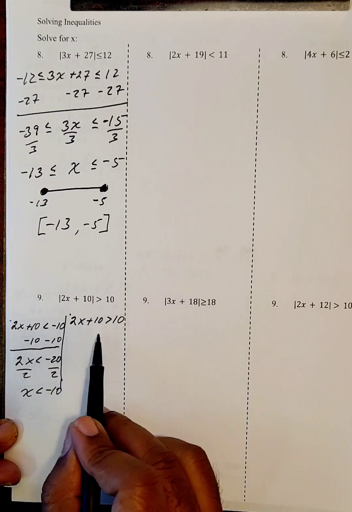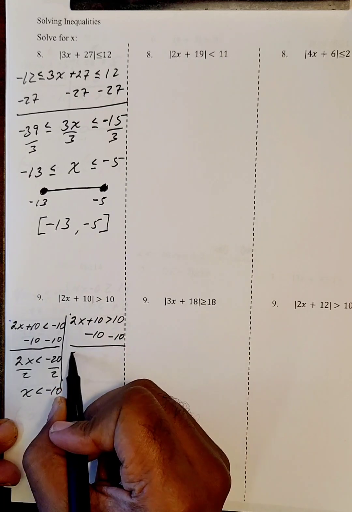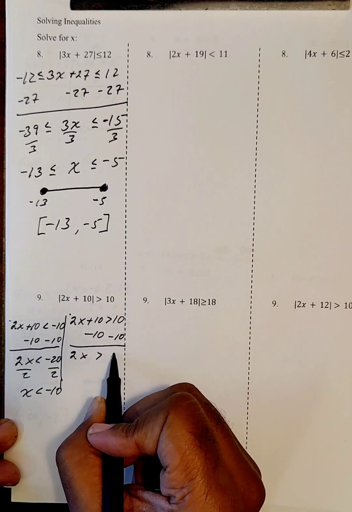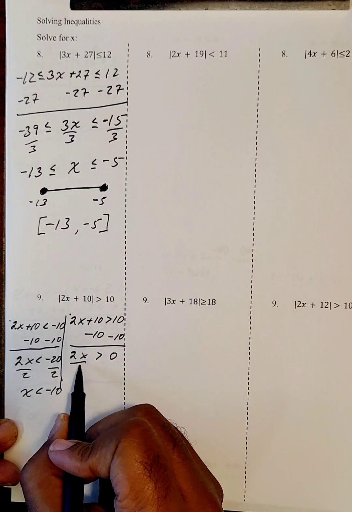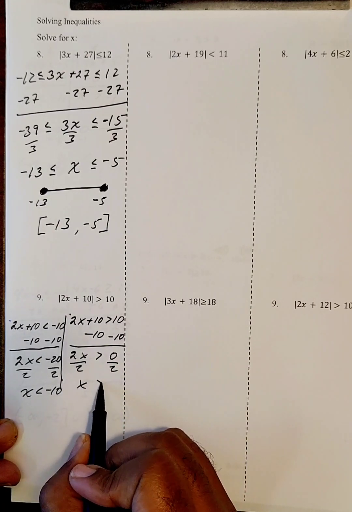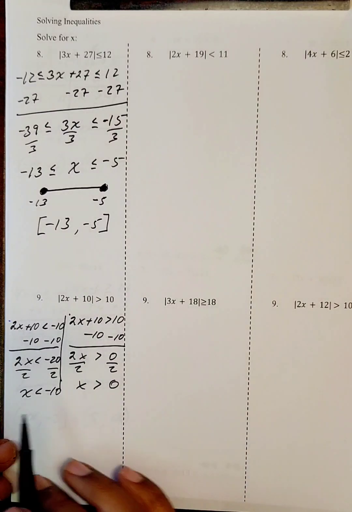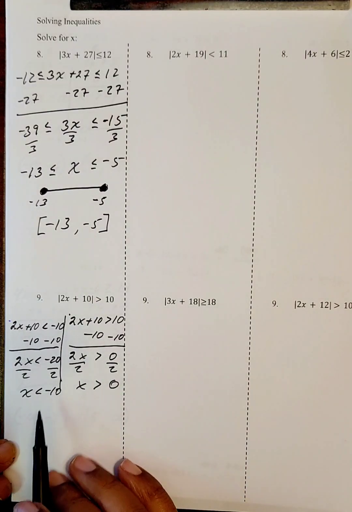Okay, over here I'll subtract 10 from both sides. We'll end up with 2x is greater than 0. I'll divide both sides by 2, and this will give me x is greater than, and 0 divided by 2 is 0. And I can make graphs for both sides.